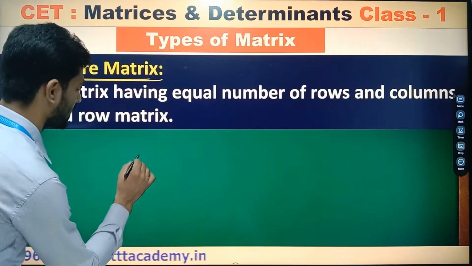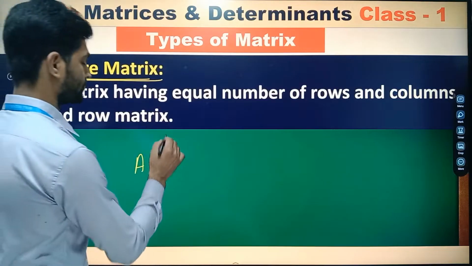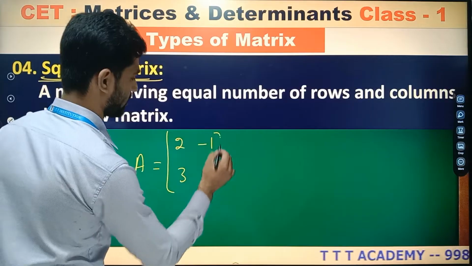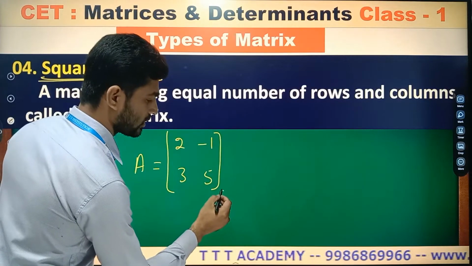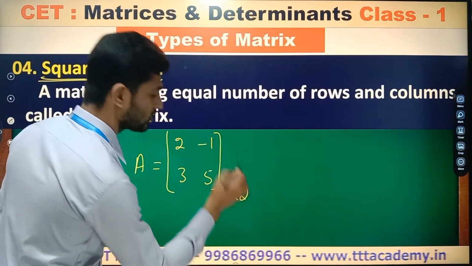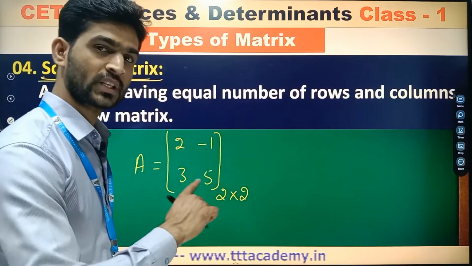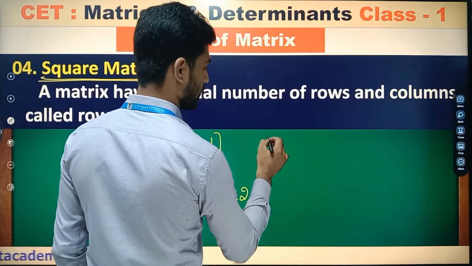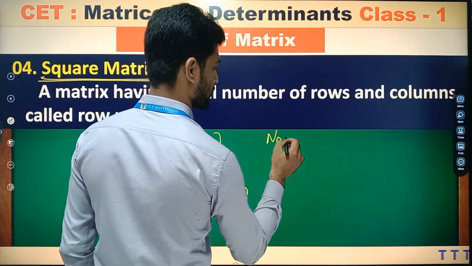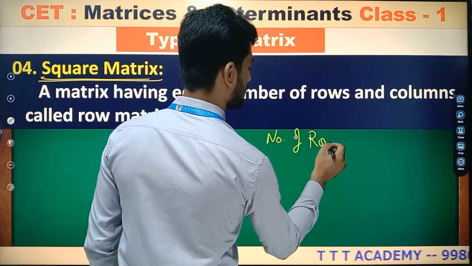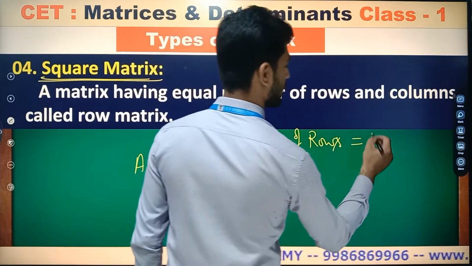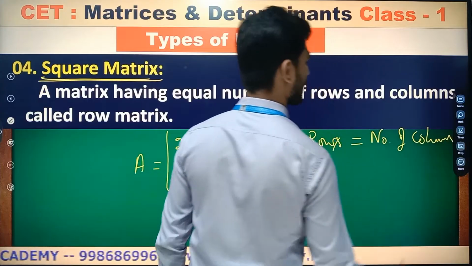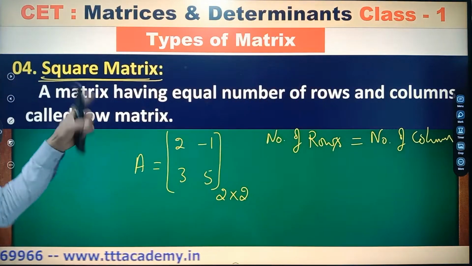Suppose observe here A equal to, example, A equal to 2 minus 1 3 5. Clear? How many rows here? There are 2 rows into 2 columns. 2 rows and 2 columns. So what does it mean here? The matrix consisting of an equal number of rows. Suppose number of rows will be equal to number of columns. So such a matrix we can call a square matrix.